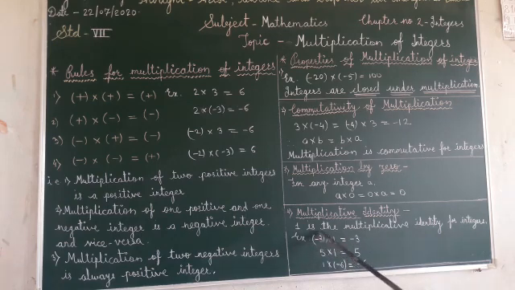See here, minus 3 into 1. You get the same answer. The answer doesn't change, even the sign does not change. 5 into 1, you get the same answer 5. 1 into minus 6, you get the same answer minus 6. So, 1 is the multiplicative identity for the integers. Students, write down these points in your classwork notebook.